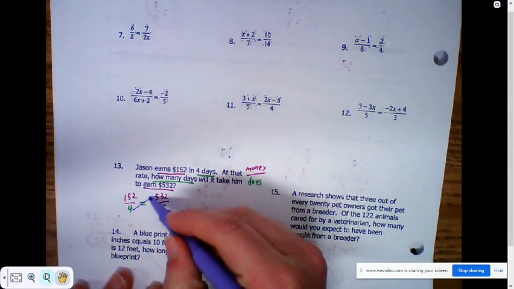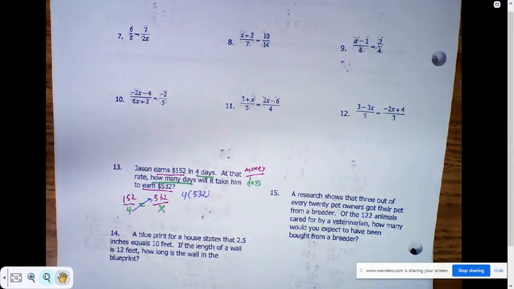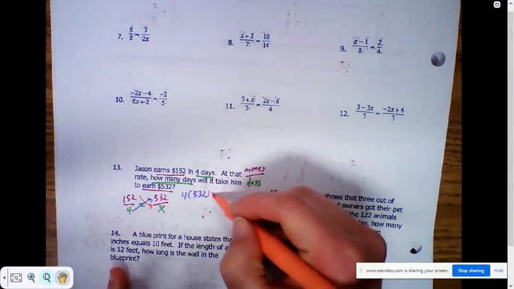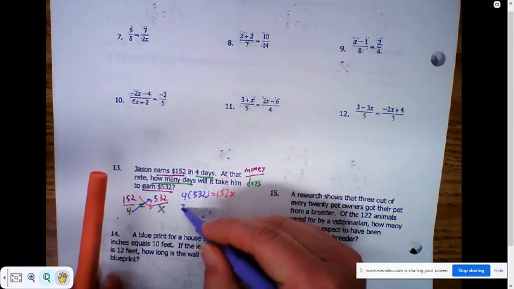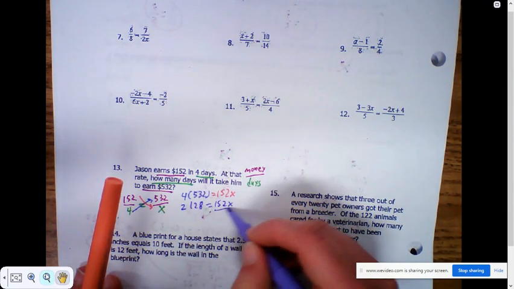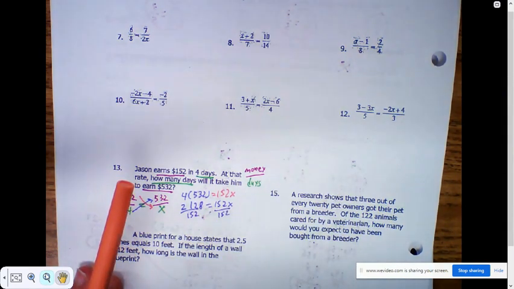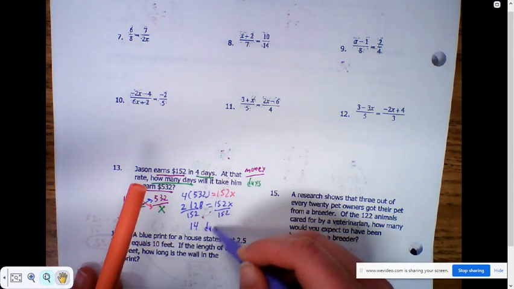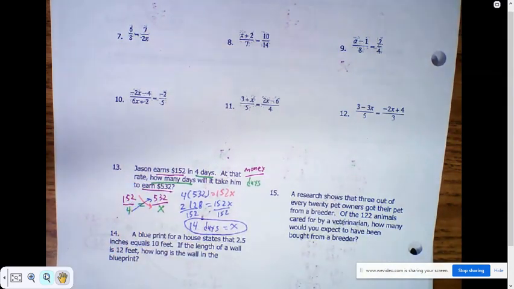4 times 532 is going to equal 152 times x. And that's going to give us big numbers. Make sure you guys use a calculator. 2,128 equals 152x. Divide by 152. And that's going to be 14 days is going to equal x. So it's taken 14 days to make $532.